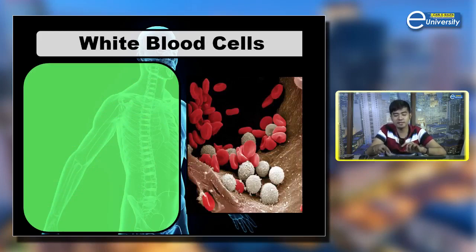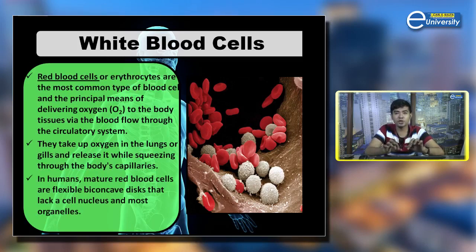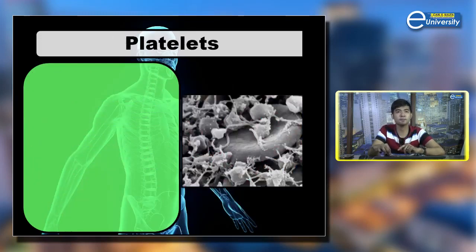Next is the white blood cells. So white blood cells are responsible for protection of our body since white blood cells can undergo the process of phagocytosis or the engulfing of microorganisms or pathogens within our body. So again, they provide protection against harmful pathogens or harmful microorganisms.